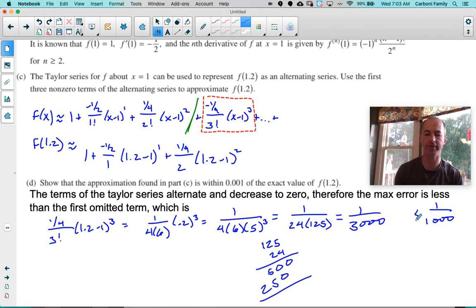And so there we have shown that the sum of the first 3 terms does approximate the true value of f of 1.2. And they said less than 1/1000th error, but we actually got 3 times better than that. So there you are, 2016, I believe this was number 6.